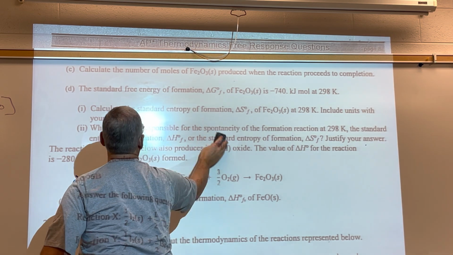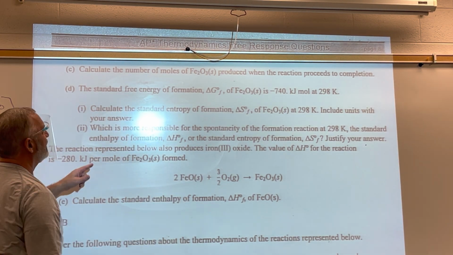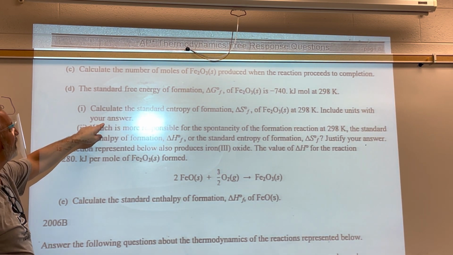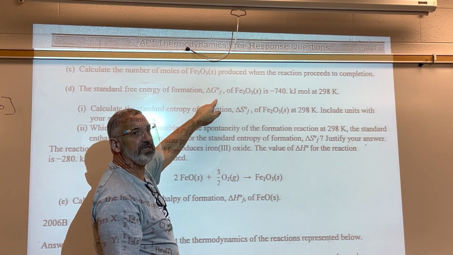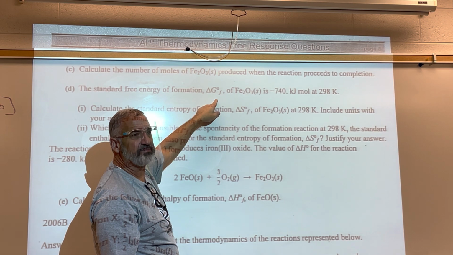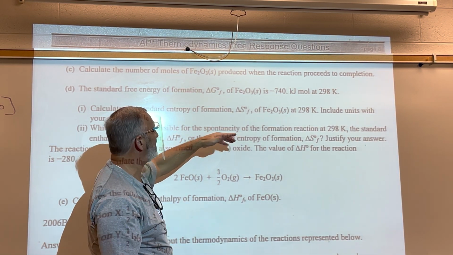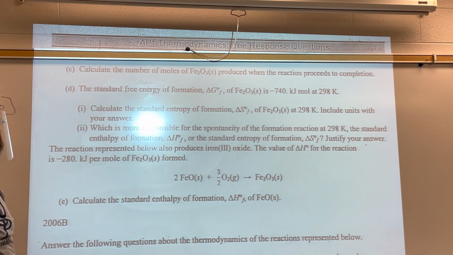0.67 moles. Calculate the standard entropy of formation. Well, I know that delta G is this, right? They want delta S. They don't give me any of the entropies, so what equation do I have to use?